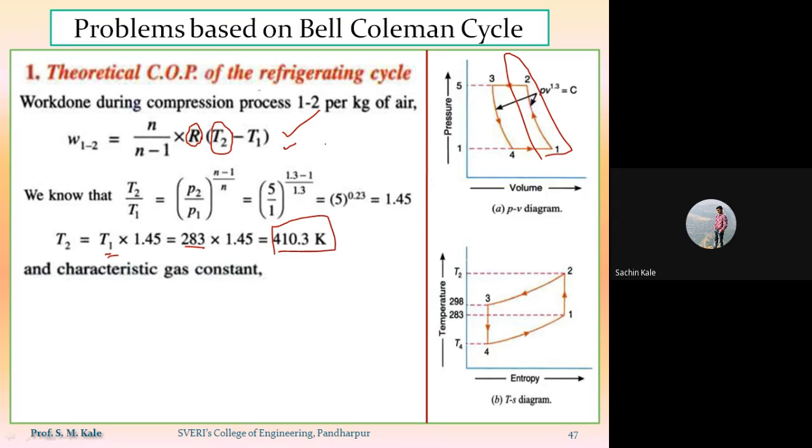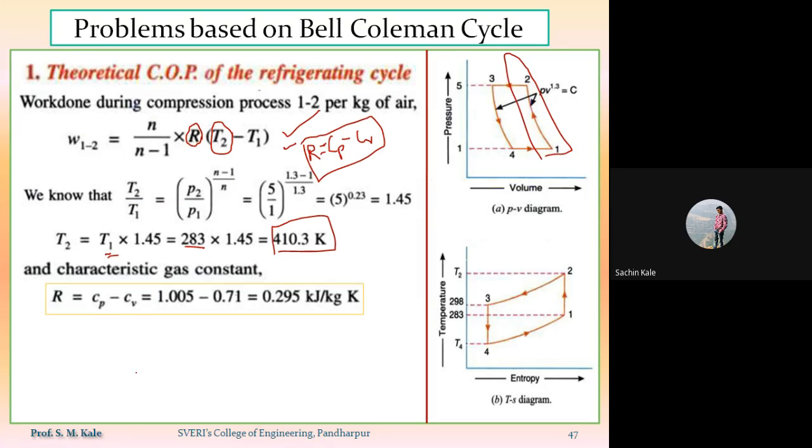Here we cannot take the value of R as 0.287 or 287. Why should we not take it? Because here they have separately provided the values of Cp and Cv. If they provide the value of Cp as well as Cv, then that means we have to calculate the value of R. So the value of R will be calculated using the formula Cp minus Cv. So take the value of Cp, take the value of Cv. Cp minus Cv is nothing but R. So here instead of 0.287, we have to take the value of R as 0.295 kilojoule per kg Kelvin.